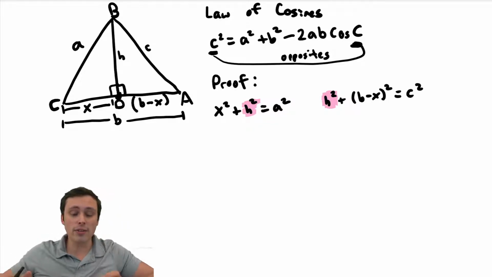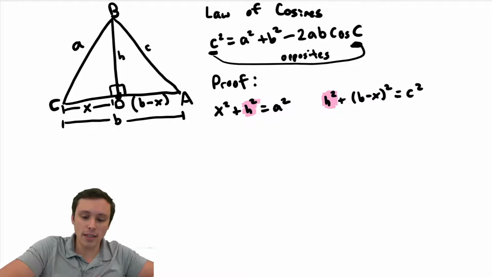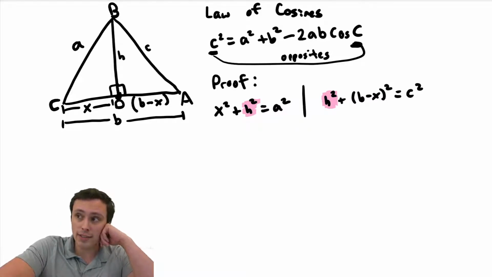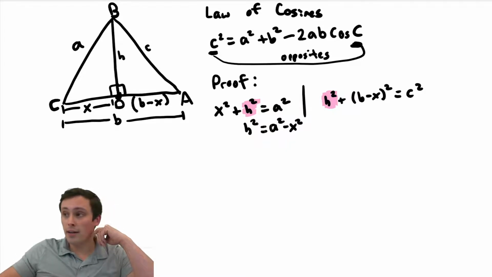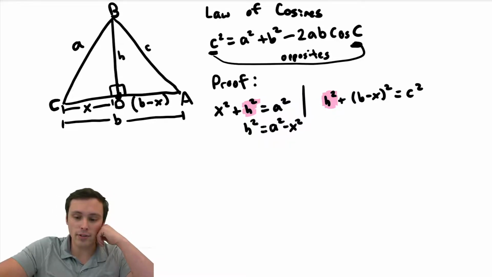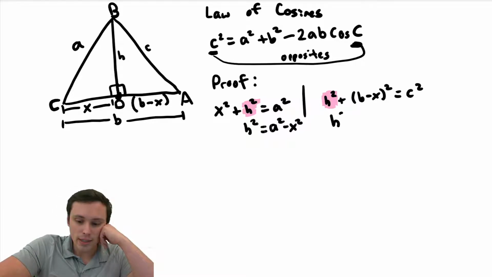Let's solve each of these for h squared, meaning get h squared by itself. Well, if you look at the one on the left here, if you just subtract an x squared from both sides, that would leave you with h squared equals a squared minus x squared. And on the right-hand side, let's do the same thing. I want to get h squared by itself, so subtract b minus x squared from both sides. That would leave you with h squared is equal to c squared minus b minus x squared.